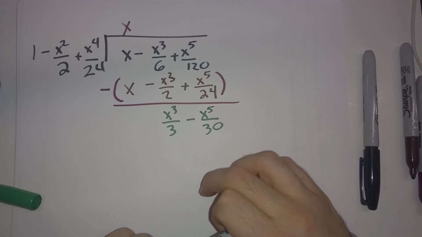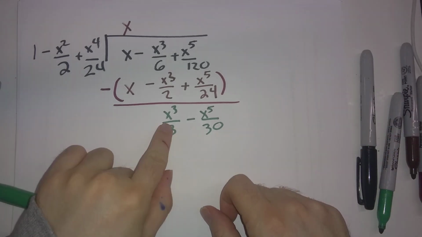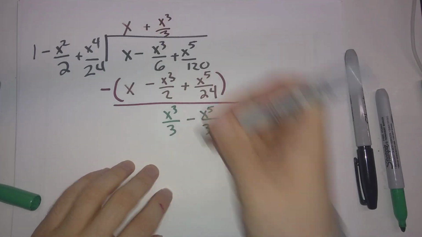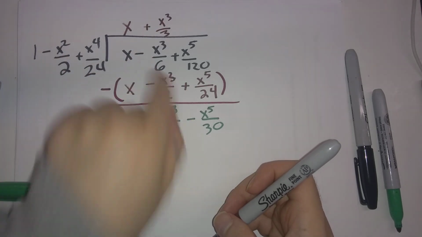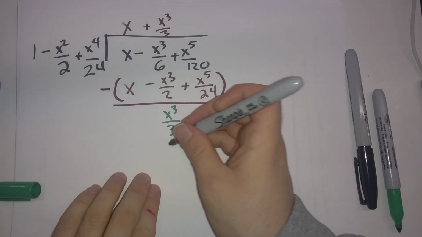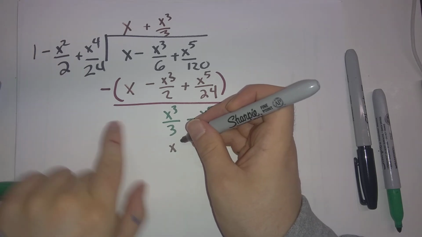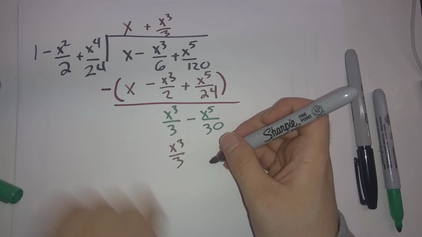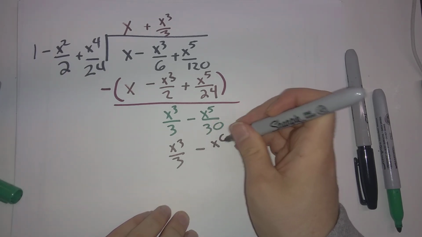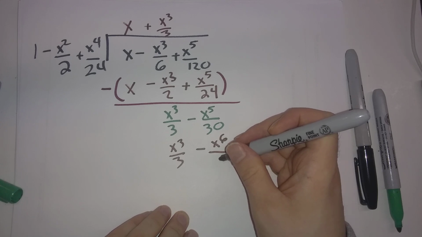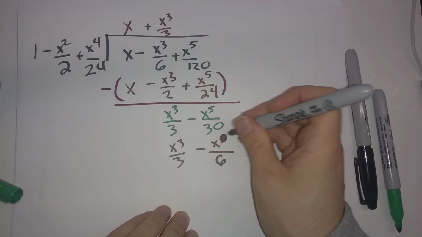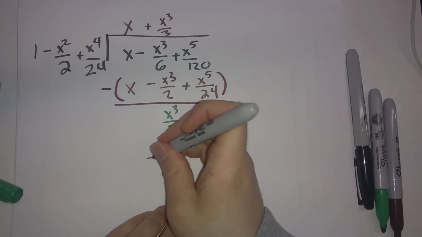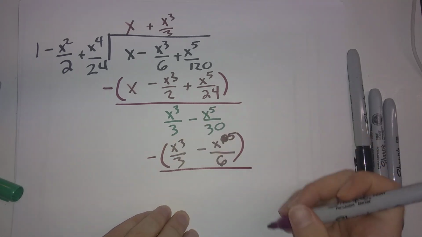Okay, what's next? How many times does 1 go into x cubed divided by 3? Well, that's just x cubed divided by 3. Going to multiply this by x cubed divided by 3, and we end up with 1 times this is x cubed divided by 3. X cubed divided by 3 times minus x squared over 2 is minus x to the 6th divided by 3 times 2 is 6. Oops, that's minus x to the 5th. X squared times x cubed is x to the 5th. So now we're going to subtract this minus this.